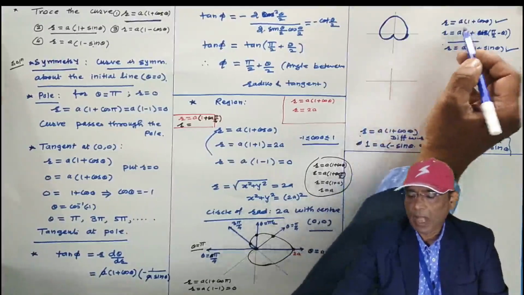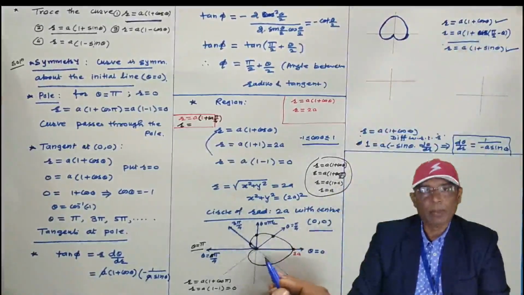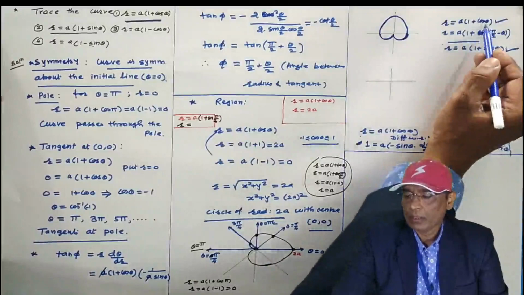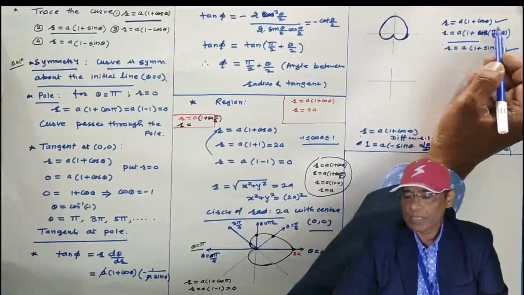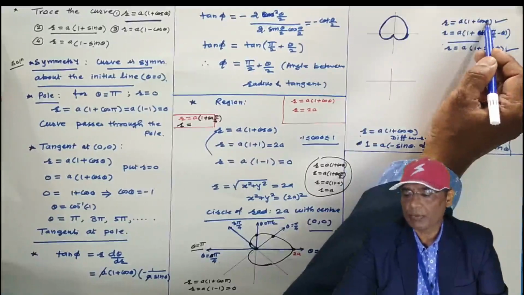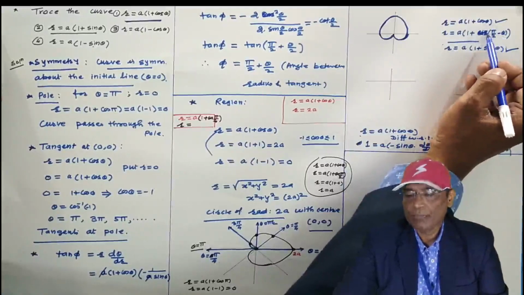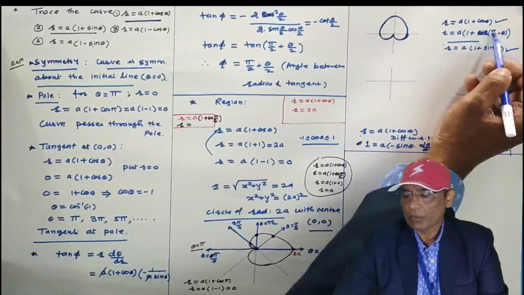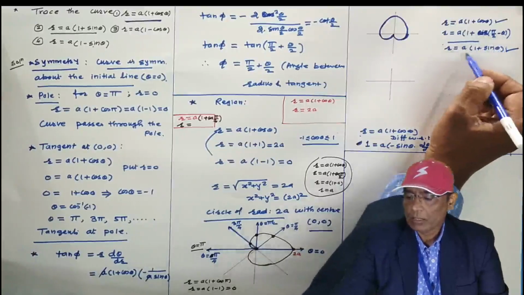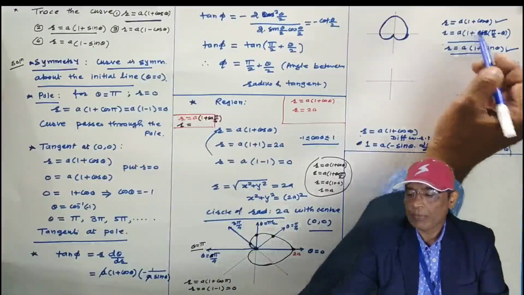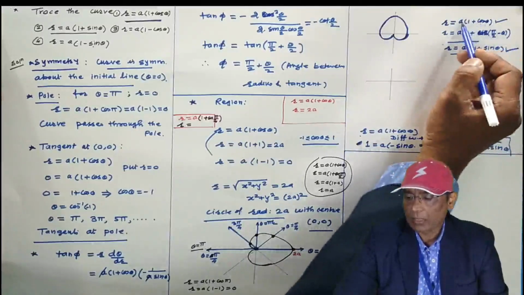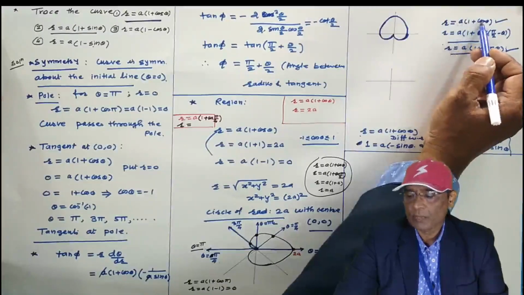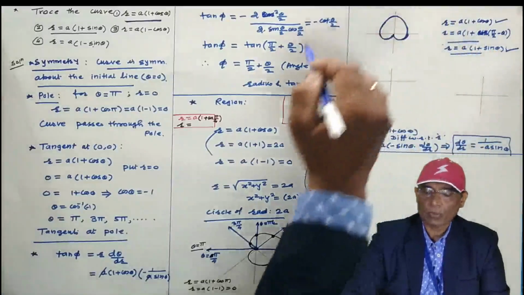I repeat, r is equal to a(1 plus cos theta) is available. Then replace theta by pi by 2 minus theta, or you may say subtract this angle from pi by 2, and if you do that, then cos of (pi by 2 minus theta) is sine theta. So this curve is obtained from this. How? By rotating a(1 plus cos theta) through pi by 2 angle in anti-clockwise direction.